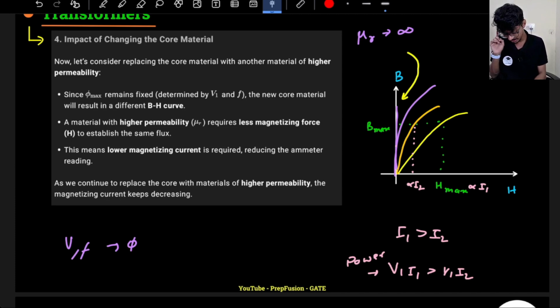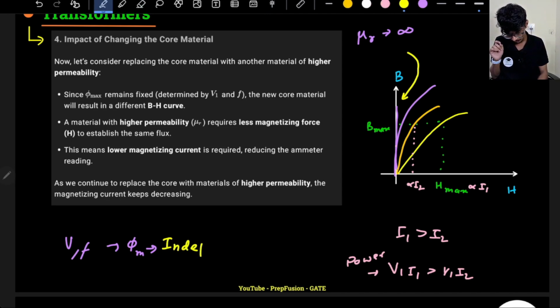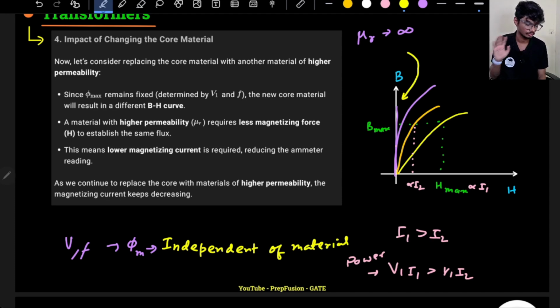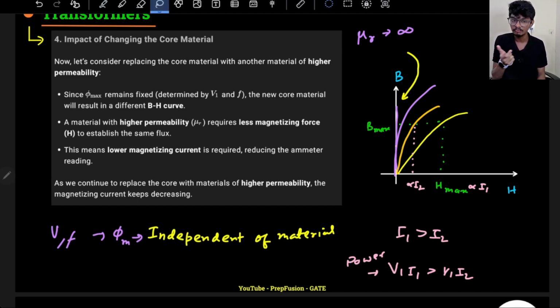So my phi max, the peak value of my flux, is independent of material. Phi max is independent of material, no problem. But the current is dependent, right? And we want to minimize the amount of energy required. So we want to minimize our I max.